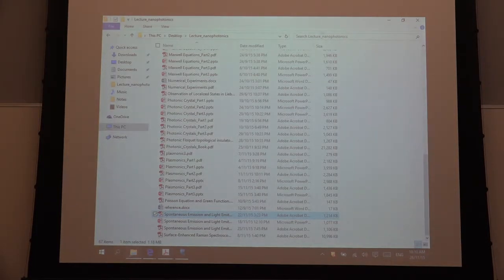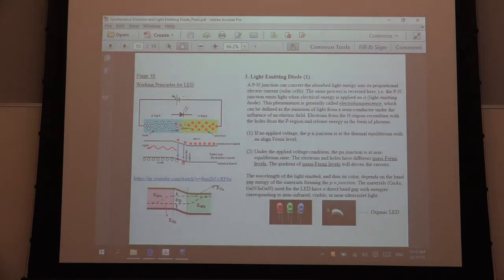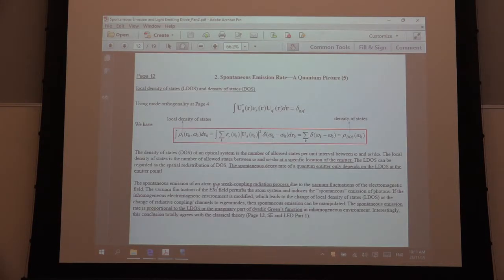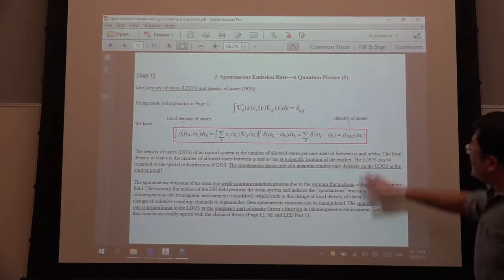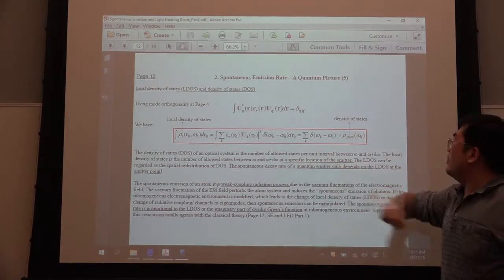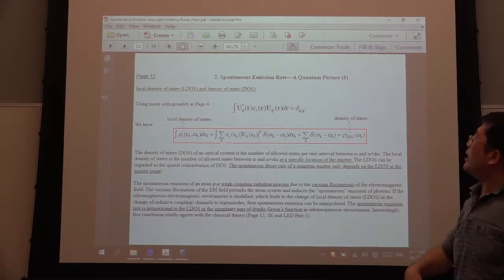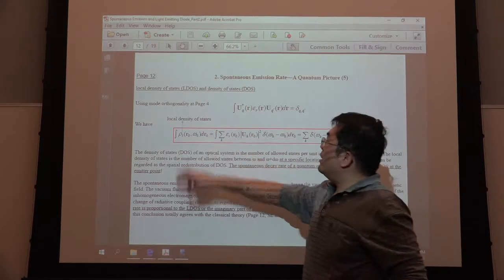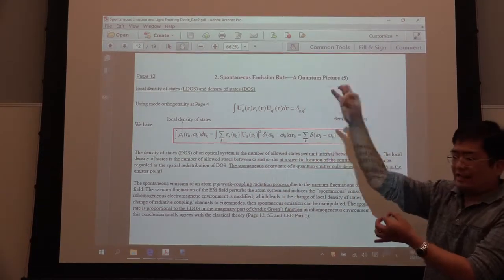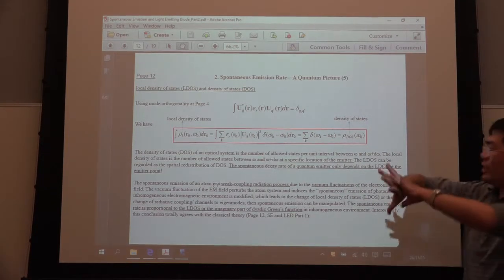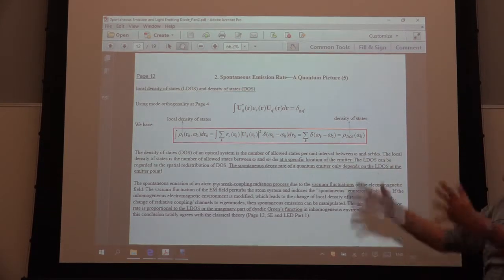Because I have finished all this part, let me talk about spontaneous emission. For spontaneous emission, we have two concepts: the density of states and the local density of states. The density of states just counts electromagnetic modes per unit frequency. The local density of states counts electromagnetic modes at a physical position.